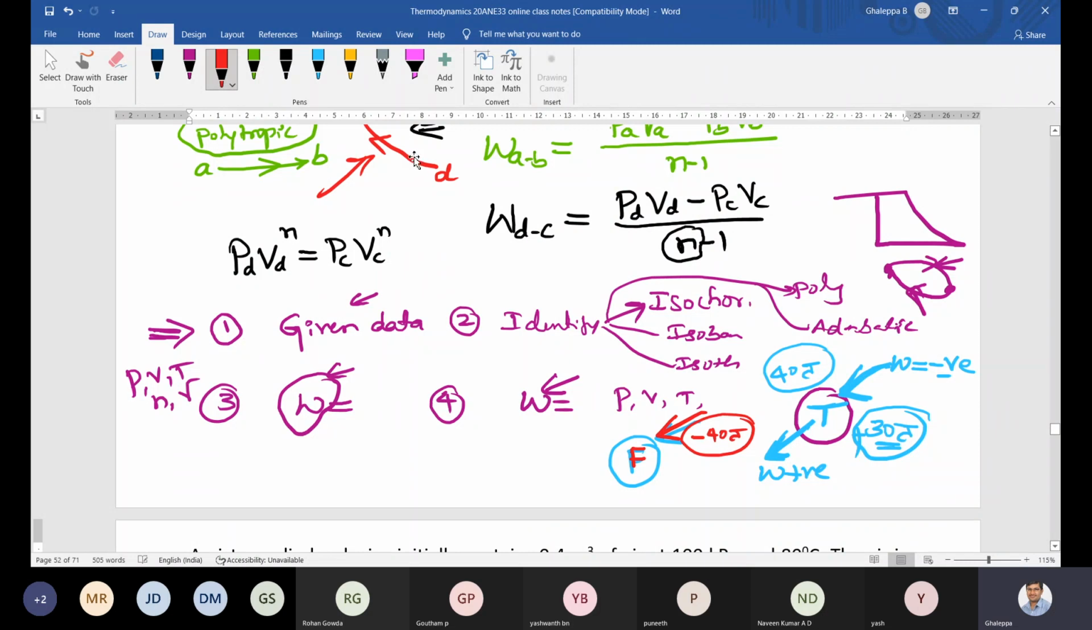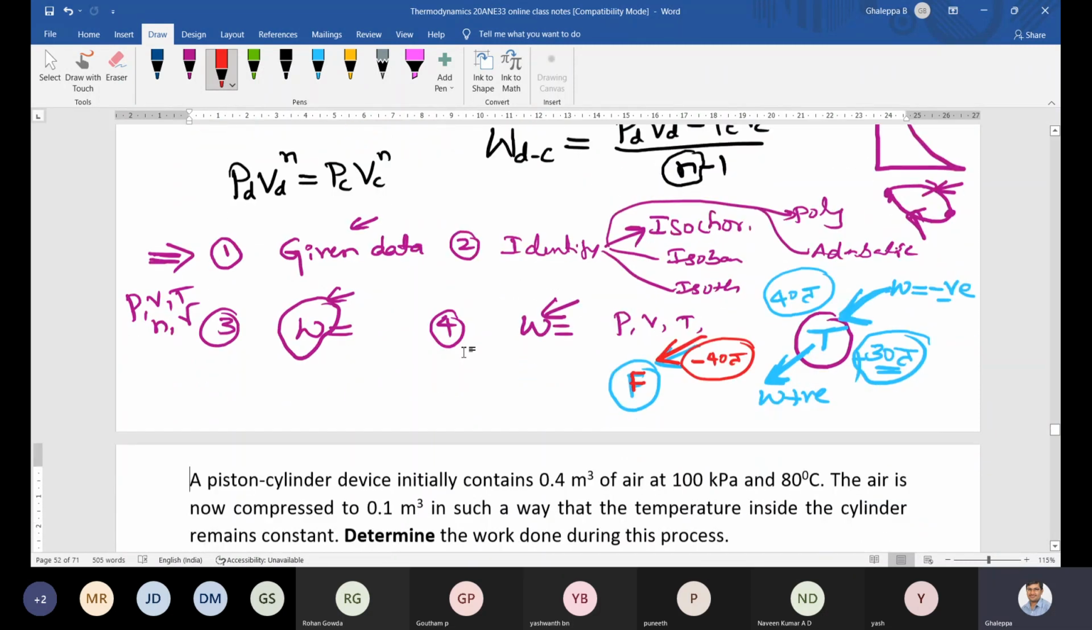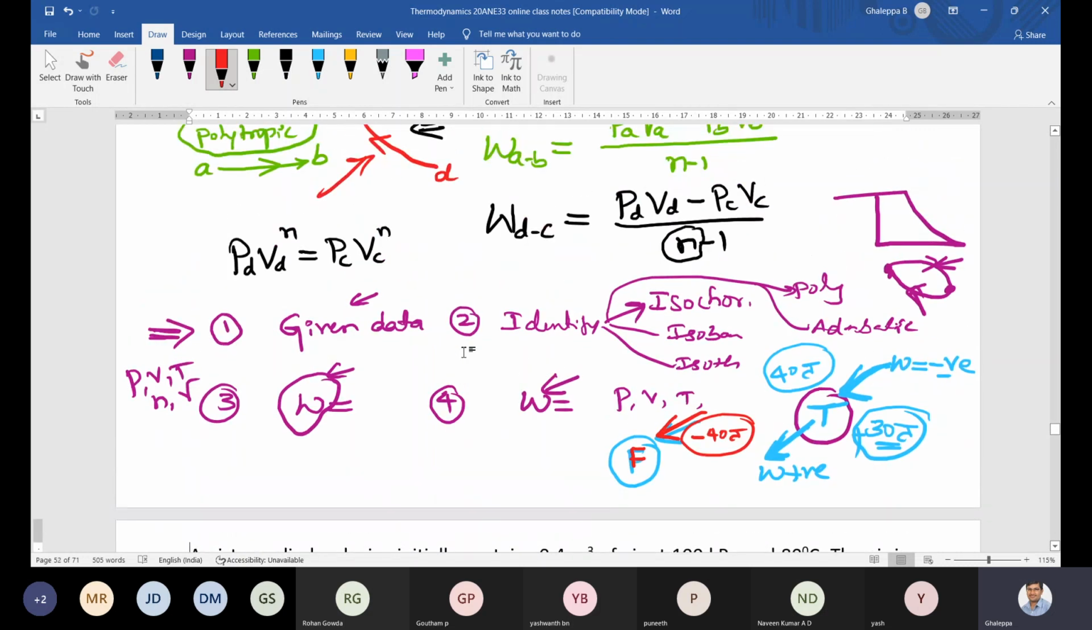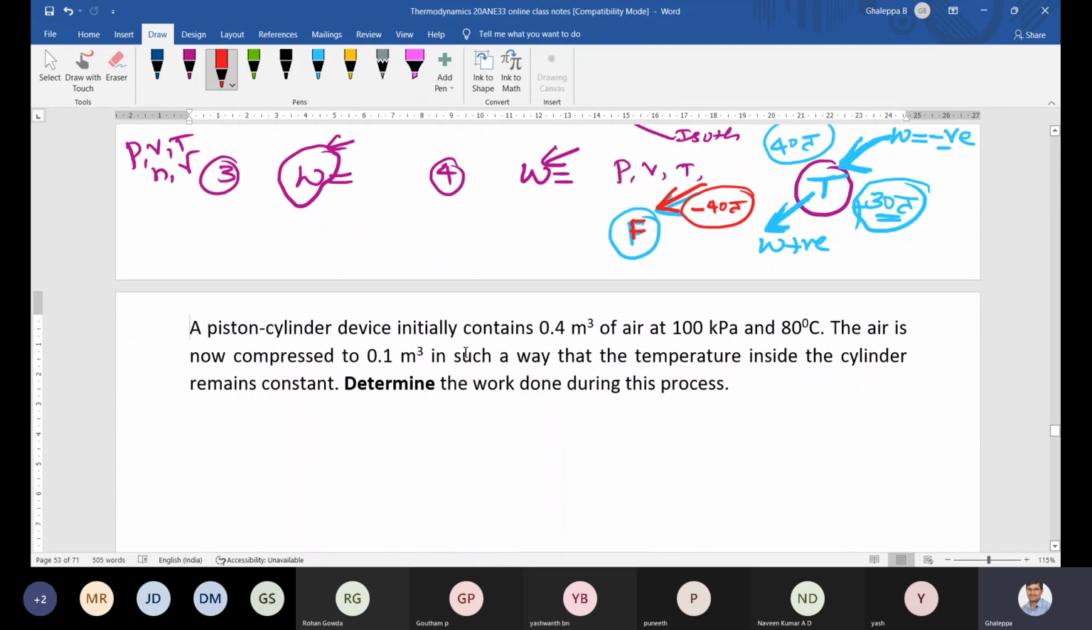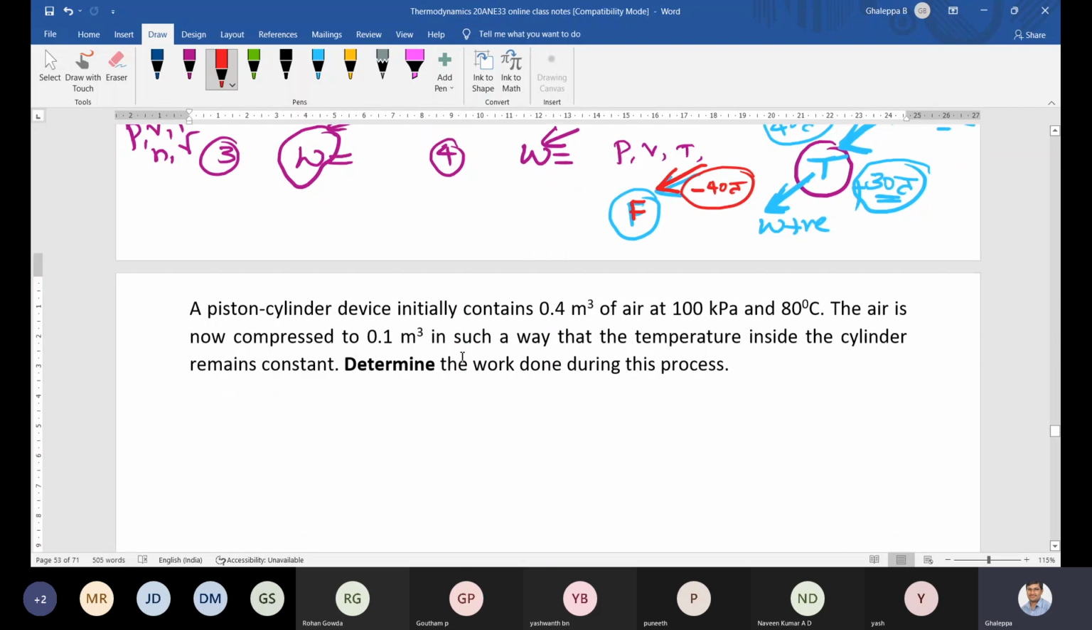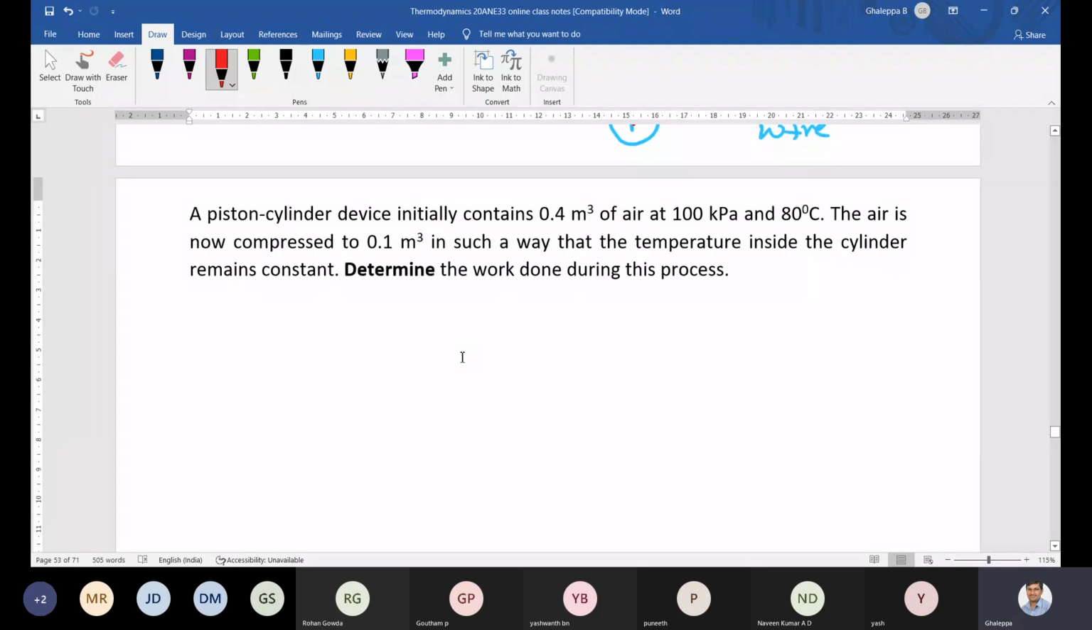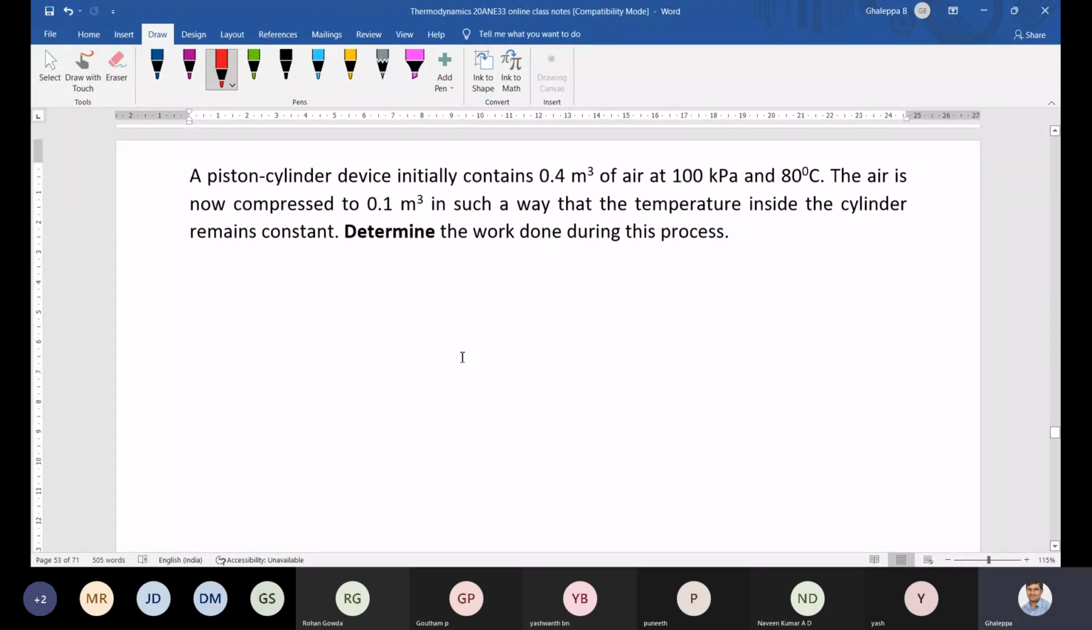Okay, so we will solve one numerical now. I hope you understand all these processes. These process values you have to apply to solve this simple numerical. I don't know whether it is one process, two processes, three processes, or maybe a combination of more than two. First step, what we need to do? Solution, given data. Yes, first given data.